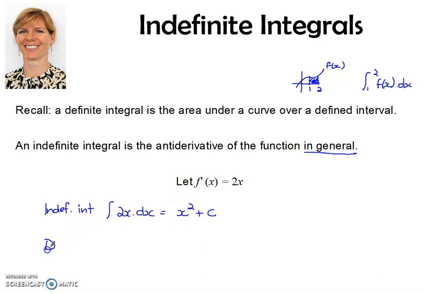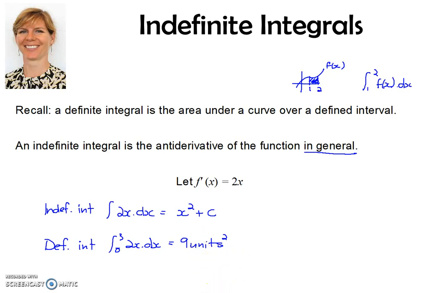An example of the definite integral would be, let's say, going between 0 and 3 of 2x dx, and what you'll find is that's actually 9 units squared. So you'll see that the indefinite integral gives us a function, whereas the definite integral gives us an area. So it's actually two quite different things.